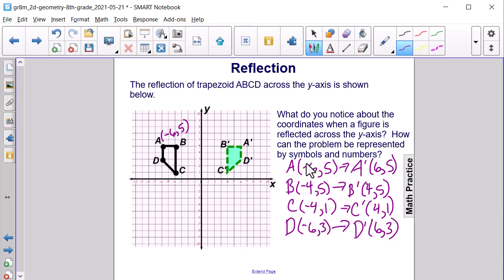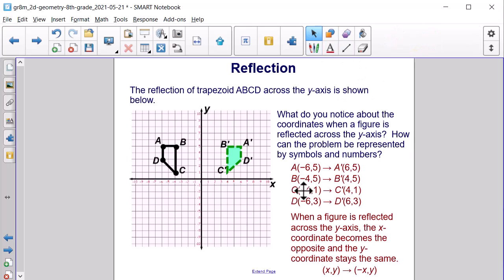So what do we notice about our coordinates when we go from the original points to the new points? Well, the y-coordinates 5, 5, 1, and 3 remain the same, and the x-coordinates become the opposite. And we can write that as x comma y goes to -x comma y. The x-coordinates switched their signs and became the opposite, and the y-coordinates remained the same.